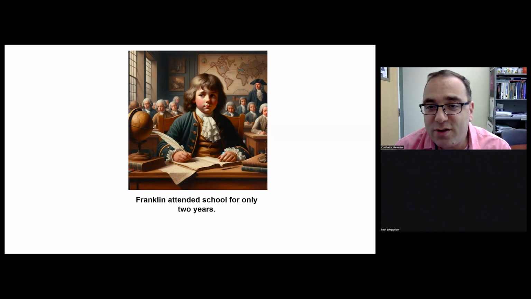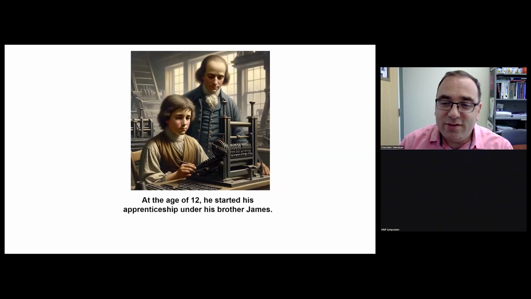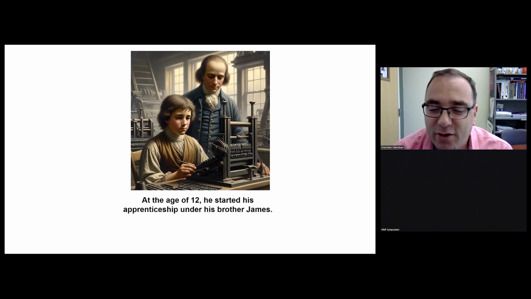But this is ChatGPT's interpretation of Franklin at school. Of course, I'm not sure that Franklin wore this nice clothing. The family was quite poor, and so you can also see that AI still needs to improve its understanding of the world at that time. It's not entirely true.